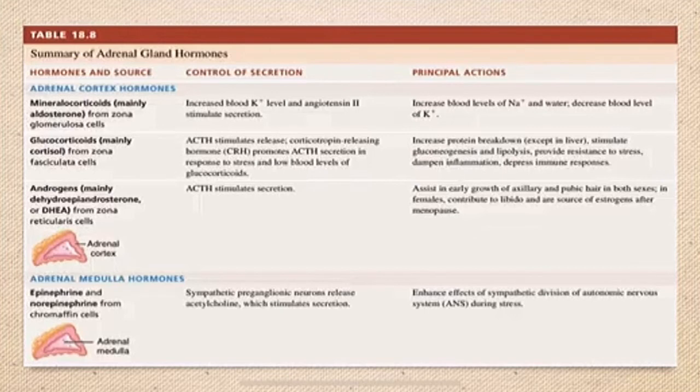Here is the summary of the adrenal gland hormones. First would be hormones of the adrenal cortex. First would be your mineralocorticoids, mainly your aldosterone. It is important to increase the sodium and water levels in the blood.